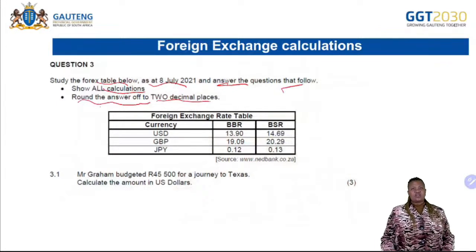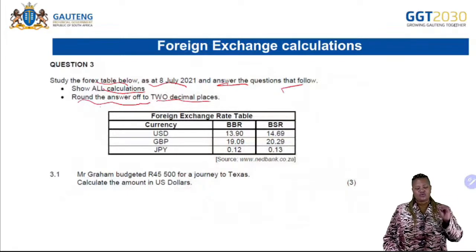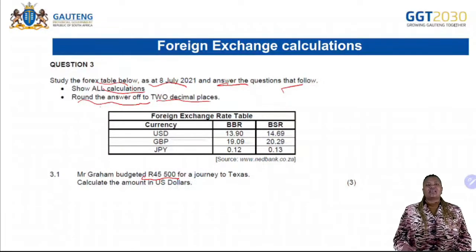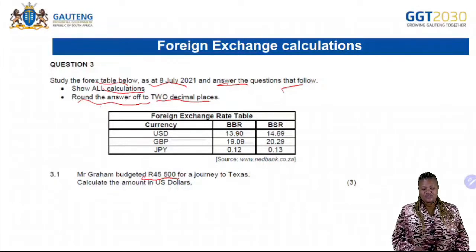So when you look at the question, you first need to read it the first time, just reading it quickly for clarity. Then for the second time, you are reading it with understanding to know what you need to do. So when you tackle these questions, you need to know that Mr. Graham budgeted 45,500 rands. So already it is given to us that we are dealing with a rand to Forex question. For a journey to Texas, calculate the amount in US dollars.